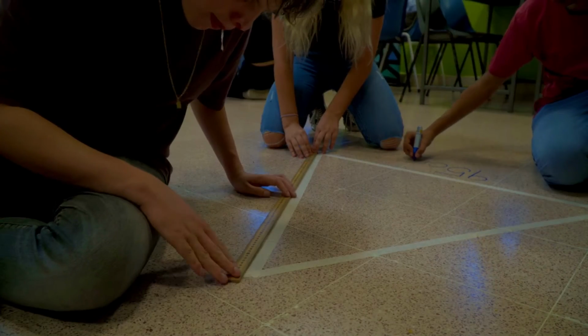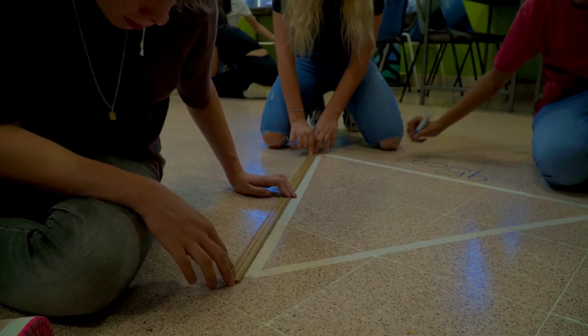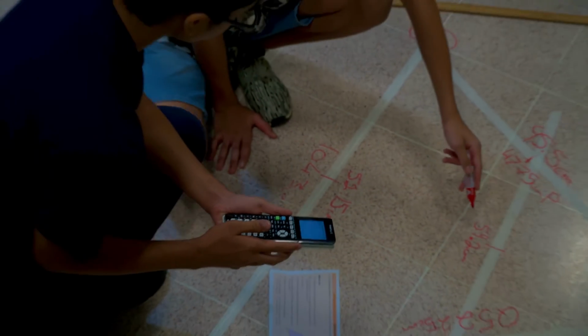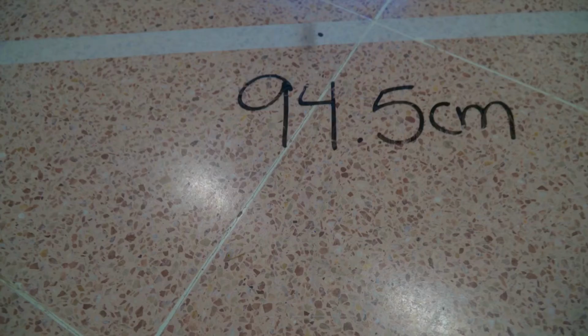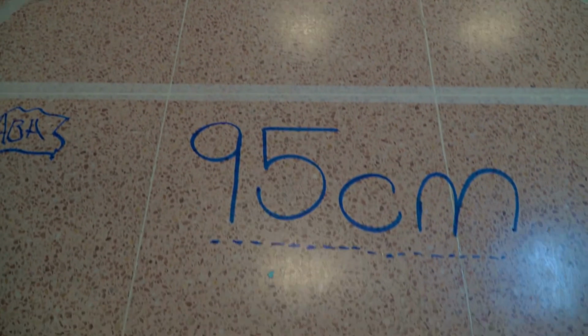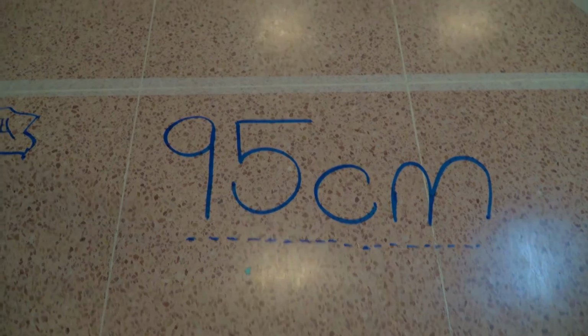Now students made triangles on the floor of the classroom and measured each of the lengths. They found the midpoints of 2 sides is equal to half of the base. So let's look at a few examples here. We can see that the line connecting the 2 midpoints is a half of the base of the triangle. So here you've got 47.5 and you can see that the base is 95, which is a half.